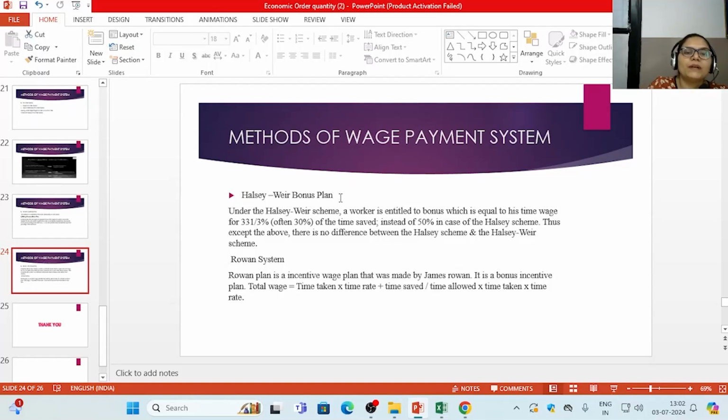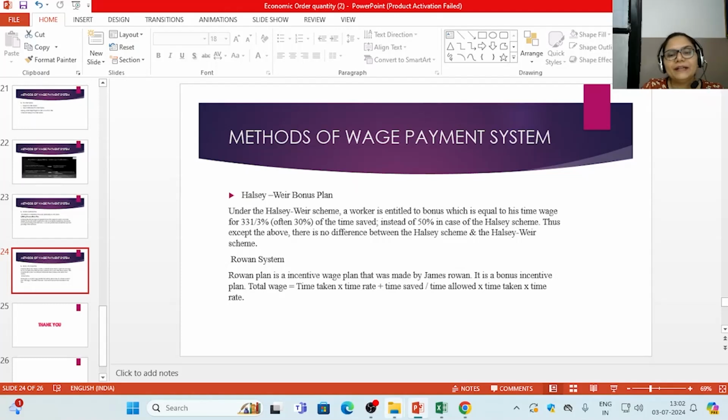Next is Rowan plan, an incentive wage plan that was made by James Rowan. It is a bonus incentive plan. The total wage is equal to time taken into time rate plus time saved upon time allowed into time taken into time rate. So in this case, the bonus is worked out as per the time saved by the worker.